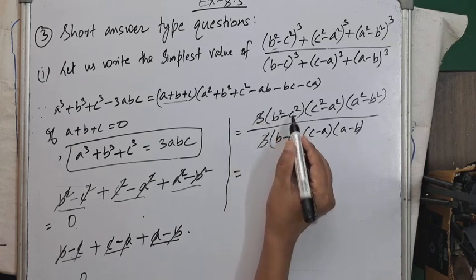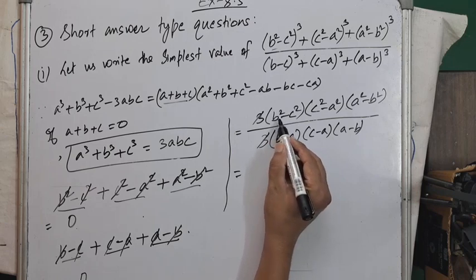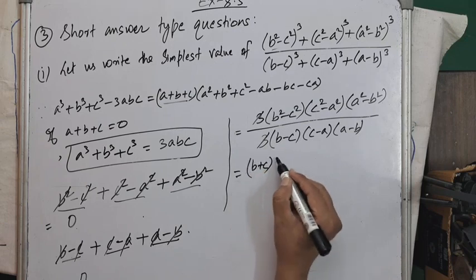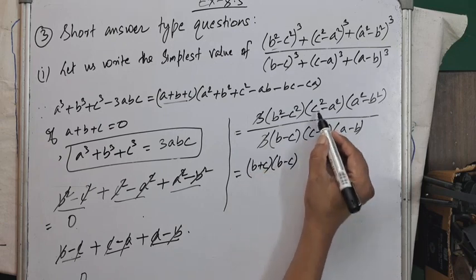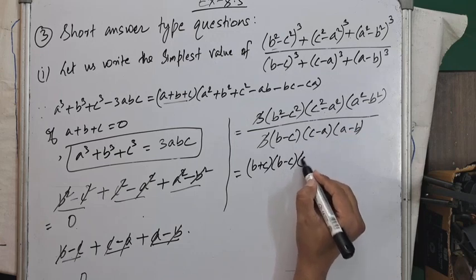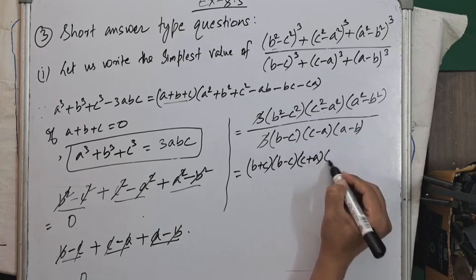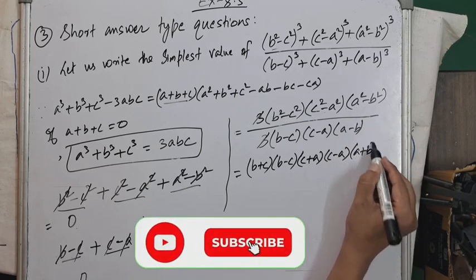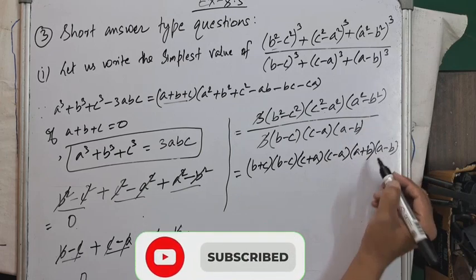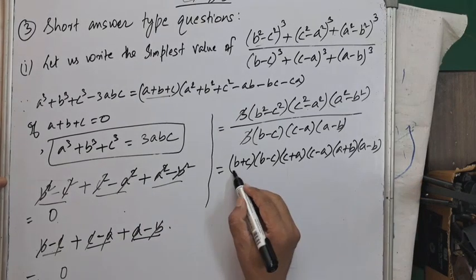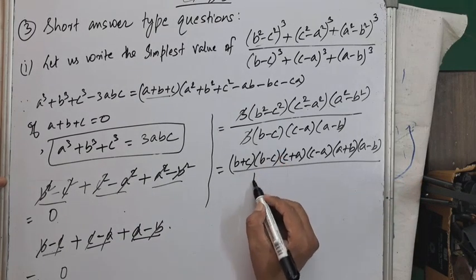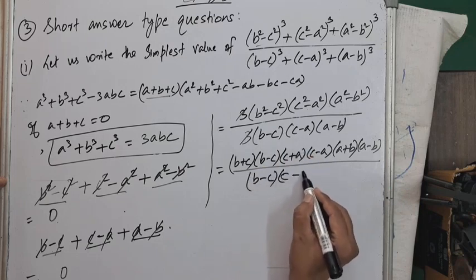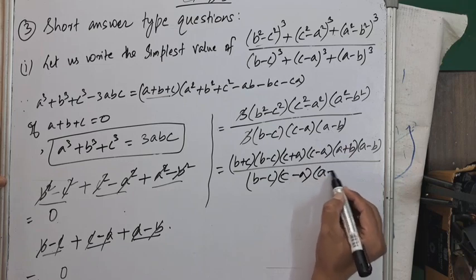Now we have B square minus C square in the numerator. Let's apply the formula A square minus B square. B square minus C square is B plus C into B minus C. So C square minus A square is C plus A into C minus A. And A square minus B square is A plus B into A minus B, isn't it? In the denominator we have B minus C into C minus A into A minus B.